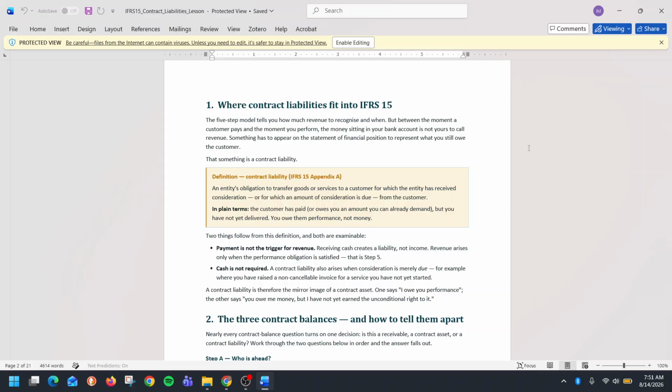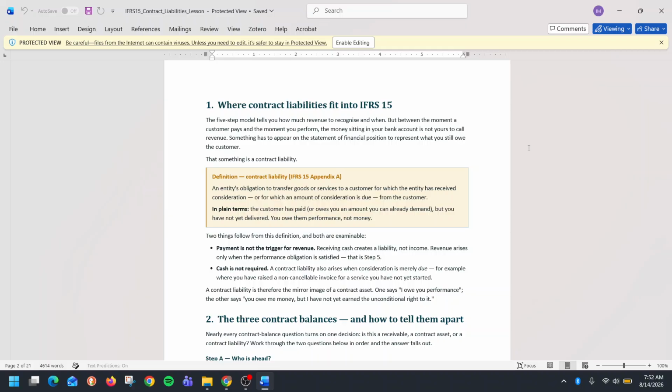So here we are looking at where contract liabilities fit into IFRS 15. Someone might ask themselves, what is a contract liability? In this case, the customer has paid us the amount that we said they owe us. We would have sent out invoices, in other words, to say to the customer, you need to pay us this much. But at the end of the day, we have not yet delivered. So we still owe them the performance, and we don't owe them money. We have said to the customer, you owe us, and the customer came and then they paid us.